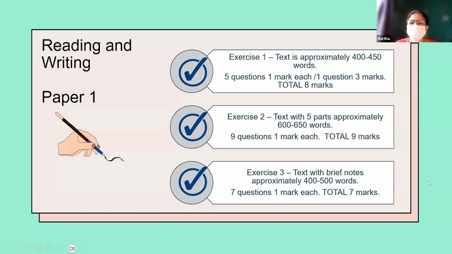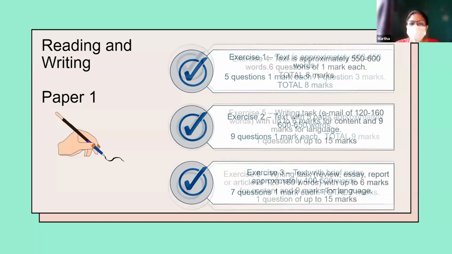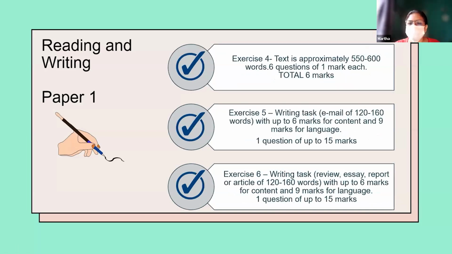Okay. So when we move on to exercise 4, 5, and 6, because it's also the reading and writing paper, exercise 5 is already a writing task. This is where they will be given a question and prompts, and then the candidate must write an email, and full marks is 15 marks. Okay, and then the final one is exercise 6, where it's a review, essay, report or article. That's the number of words there. And then you have 15 marks in total, right? 9 marks for language and up to 15 marks.